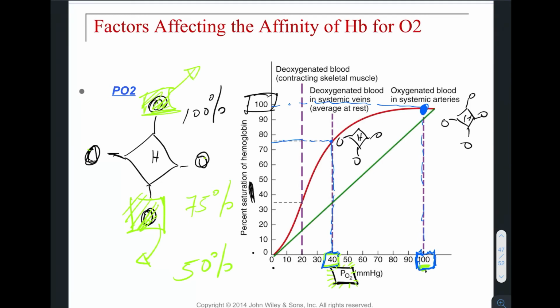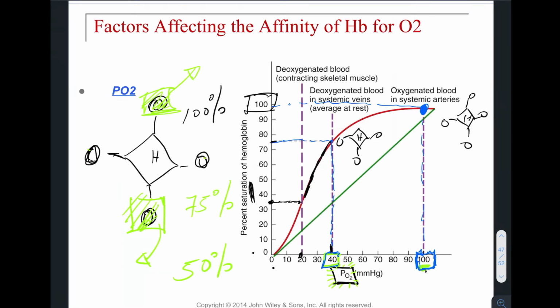Now, what does happen is once that partial pressure goes below that number 40, what we see is a nosedive effect. You can see the slope of this curve is very steep after that 40, basically bringing you down very, very quickly. So notice 75% at 40 partial pressure, but look at 20 partial pressure. At 20 partial pressure, you're looking at 35% saturation. So you've lost a lot of oxygen if that partial pressure of oxygen drops too low.